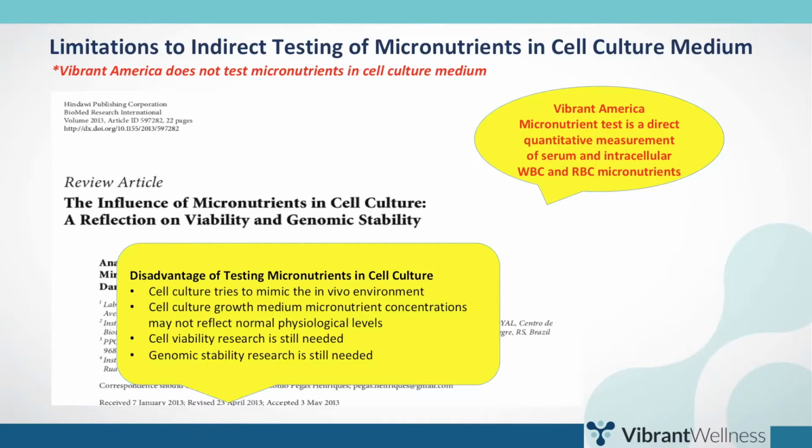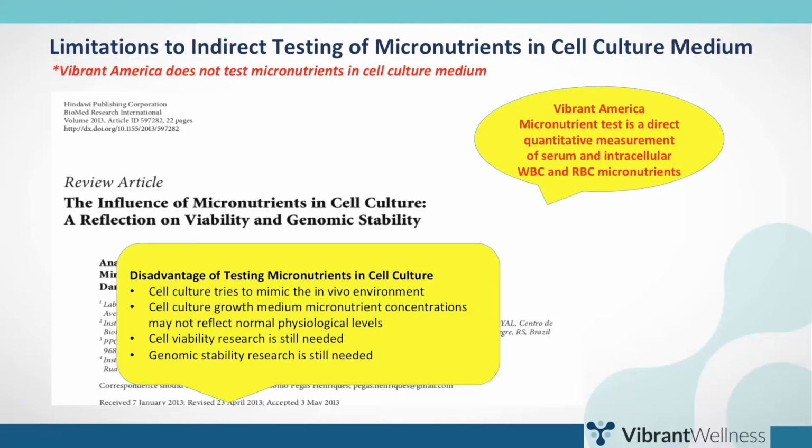We are lysing the white blood cells and getting a measurement of the micronutrients in the white blood cell. We're not looking at white blood cell growth, and we're looking at the micronutrients in the red blood cell membrane. There are definitely disadvantages to testing micronutrients in cell culture. Cell culture really tries to mimic the in vivo environment. However, cell culture growth medium micronutrient concentrations may not in fact reflect normal physiological levels.